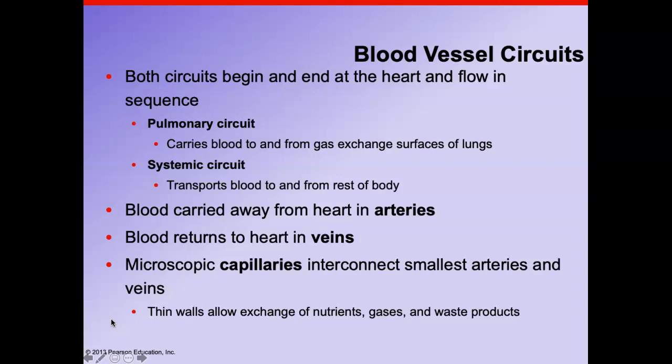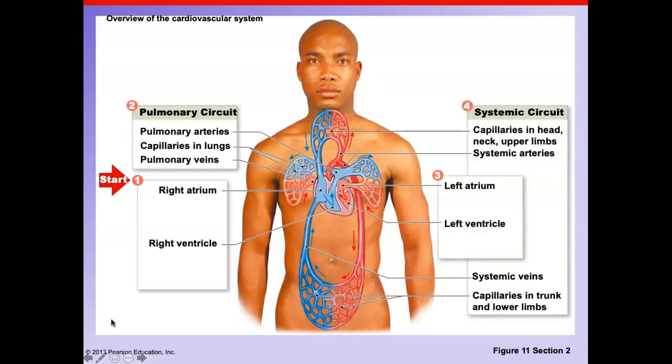Blood is carried away from the heart in arteries and returns to the heart in veins, and the connectors are microscopic, one-cell-layered capillaries. The capillaries are where the action occurs. This is where nutrients, gases, and wastes are exchanged.